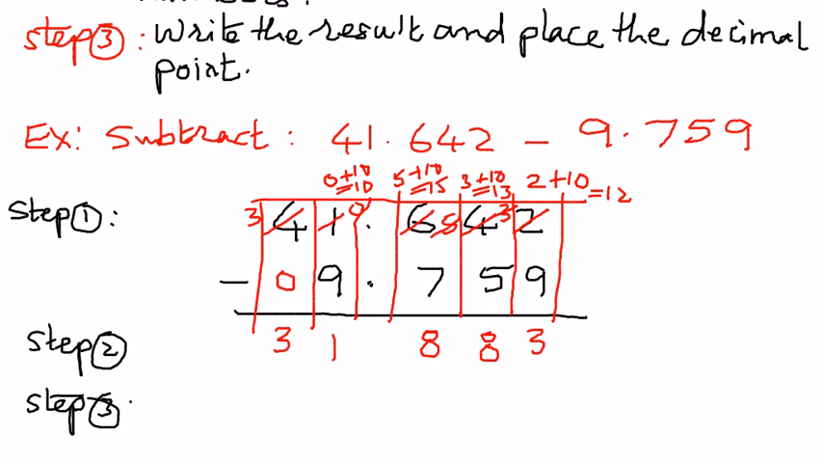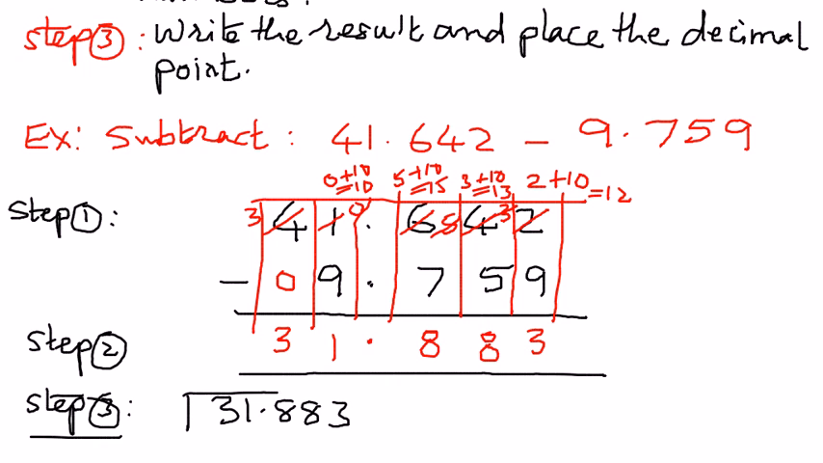So now in step number 3, we're going to come back and place the decimal point right below where the decimals are for the rest of the numbers. So our answer here is 31.883. When we subtract 9.759 from 41.642, the result is going to be equal to 31.883. So this is our answer. This is where we want to leave it.